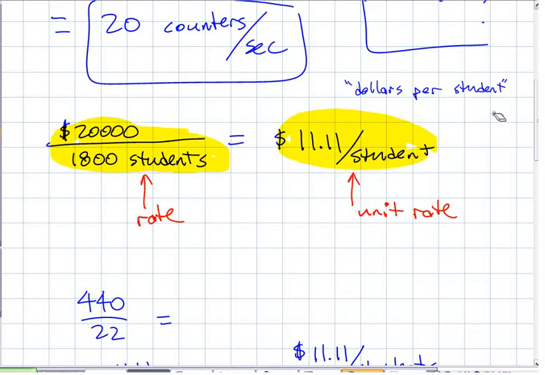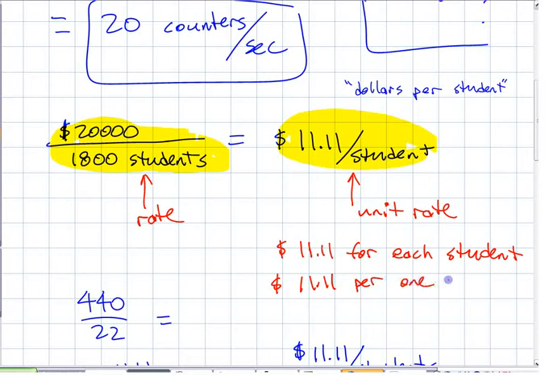A unit rate is per one thing. If you wanted to sound a bit weird, instead of saying $11.11 per student, you could say $11.11 for each student. Or you could say $11.11 per one student. Okay?